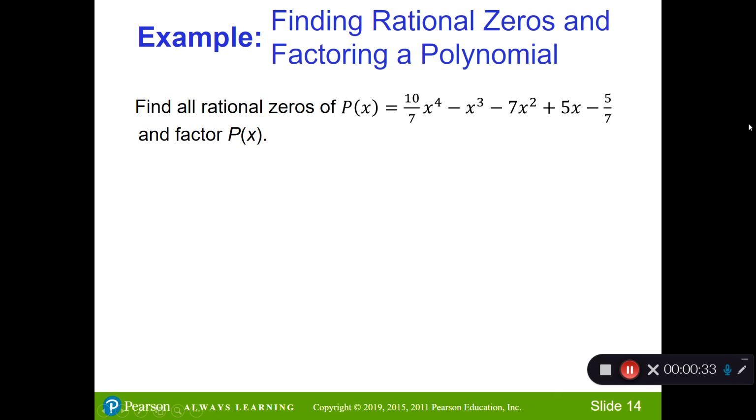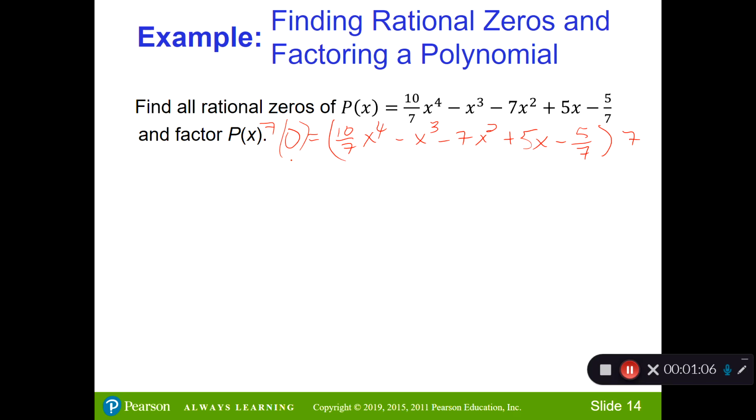So I want to find all the zeros of this polynomial. I'm looking for where 0 is equal to 10 over 7 x to the fourth minus x cubed minus 7x squared plus 5x minus 5 sevenths. The first thing I'm going to do is make this easy on myself and multiply both sides of the equation by 7, because multiplying by a constant won't change the values of the zeros, but it'll get rid of these fractions for me and make something easier to work with.